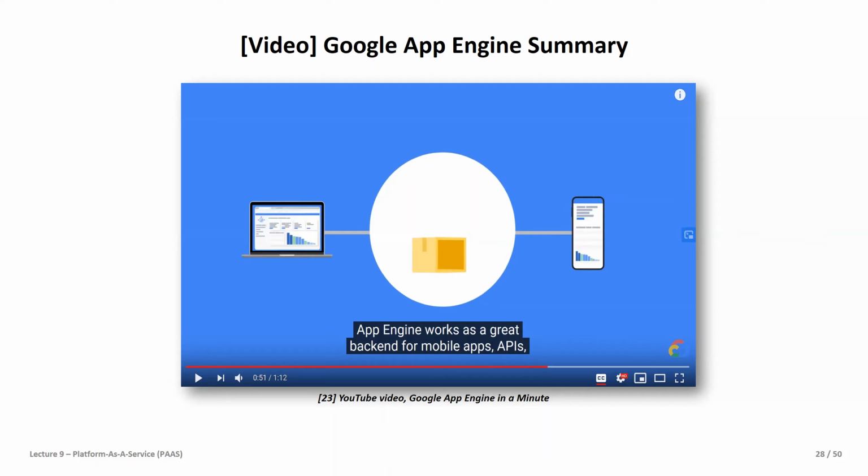If you're interested more in the App Engine, of course, here's a short video. Also, there are lots of resources that you would have essentially on YouTube or also on the Google Cloud Platform. So that's it, and we break here for 10 minutes.